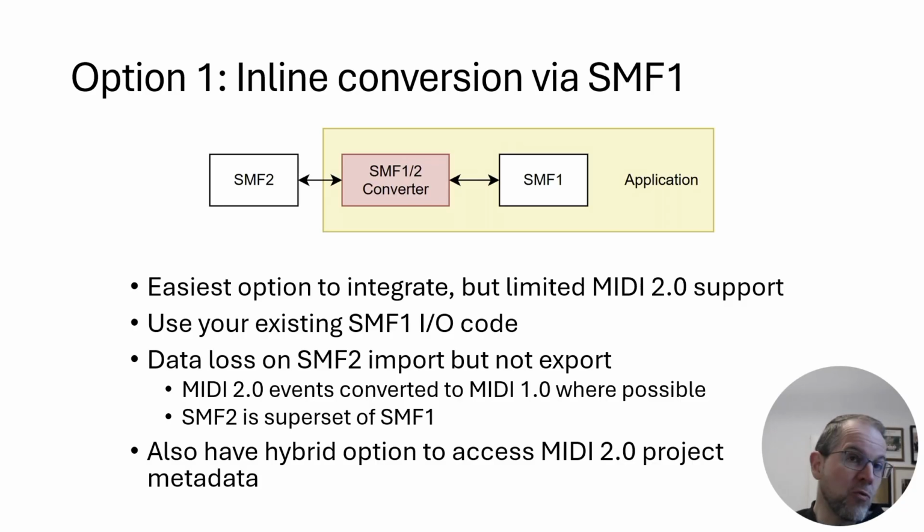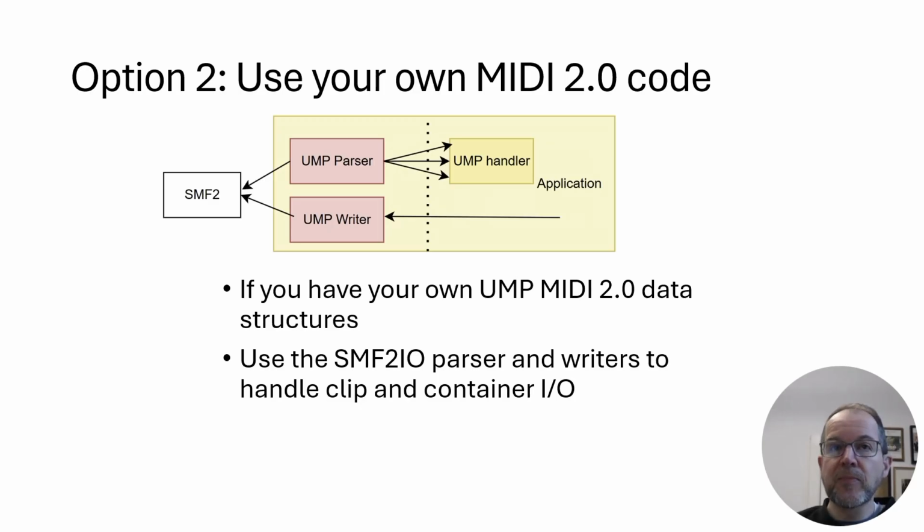Now, going the other way, to write an SMF2 file, if you already have the code to generate an SMF1 file, then you go the opposite way, and you effectively upsample an SMF1 into an SMF2. There's no data loss there really, because SMF2 is a superset of SMF1. There is also a hybrid option, where you can do this inline conversion, but you also have access to all the project level metadata. So if you want to do smarter things with the naming of your tracks, or how you handle the clips on the timeline, then you've got the option to do that as well.